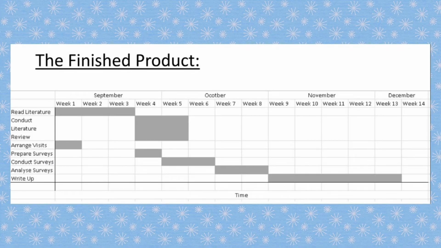So after finishing all the activities, here is the finished product of our Gantt chart. As you can see, the time duration is shaded during the conduction of each activity.